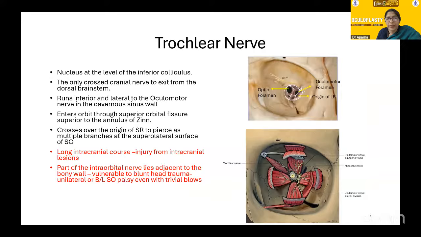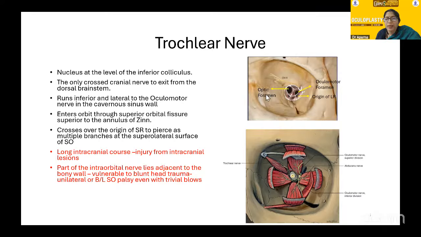Coming on to the trochlear nerve, the nucleus is at the level of the inferior colliculus. It is the only crossed cranial nerve to exit from the dorsal midbrain. It runs inferiorly and lateral to the oculomotor nerve in the cavernous sinus wall. It enters the orbit through the superior orbital fissure, superior to the annulus of Zinn. So obviously it is going to supply structures outside the cone, crosses over the origin of the superior rectus to pierce at multiple branches at the superolateral surface of the superior oblique.